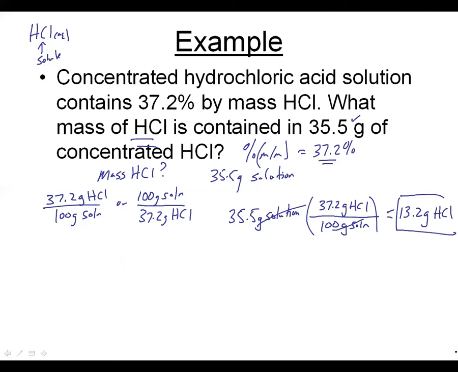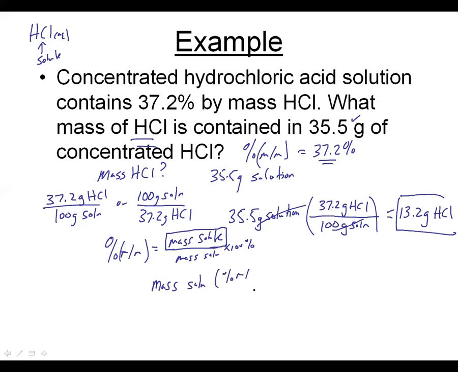Any questions on that? Again, if you plugged and chugged it into the formula, if you will, the percent mass to mass is our mass of solute over mass of solution times 100%. In this case, we would be solving for the HCl, which is our solute. So basically, we would take the mass of the solution times our percent mass to mass divided by 100%. And that is essentially what we did here. It's really the same math.